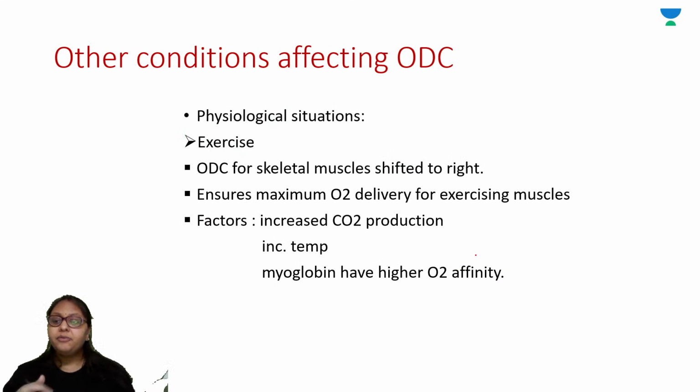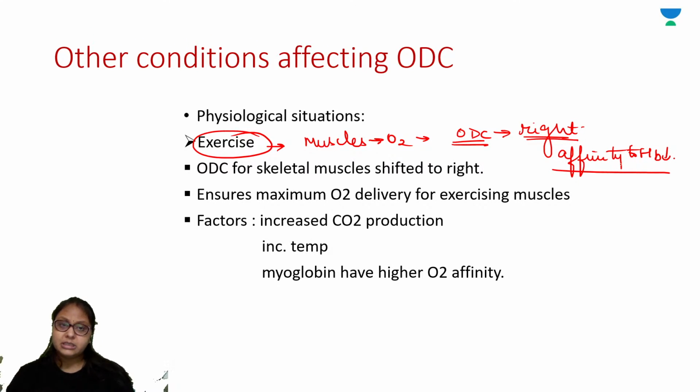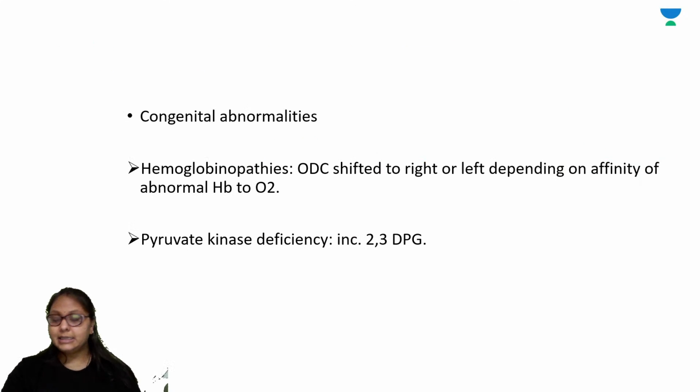Okay? Now, other factors which affect the ODC: exercise. During exercise, what is needed? The muscles need oxygen, so where will the ODC shift? It will be shifted towards the right side. The affinity of oxygen to hemoglobin will decrease. Exercise works through the increase in carbon dioxide, increase in the temperature, and also myoglobin has higher affinity for oxygen. The ODC will be shifted towards the right side.